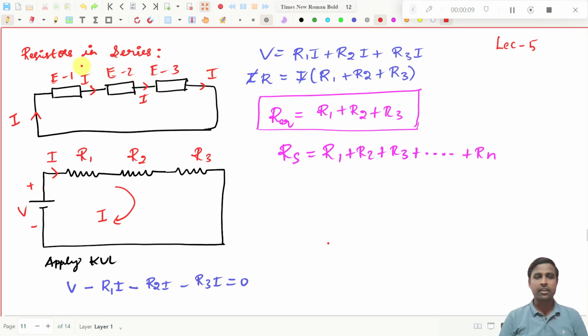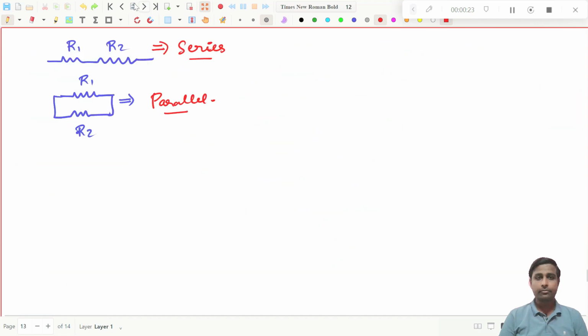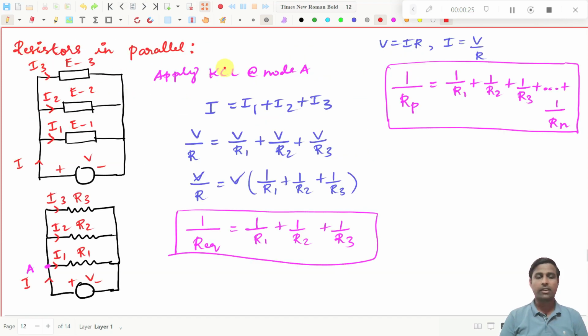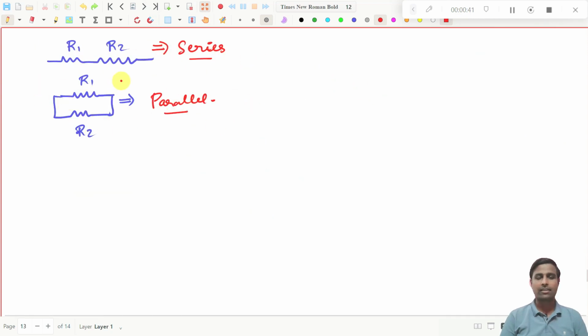In the last lecture, we have seen resistors connected in series. What is the formula for resistors connected in series? That means Rs = R1 + R2 + R3, and it goes on to Rn if n number of resistors are connected. And we have seen resistors connected in parallel. What is the effective or equivalent resistance if resistors are connected in parallel? That will be 1 by Rp is equal to 1 by R1 plus 1 by R2 plus 1 by R3, and it goes on to 1 by Rn, right? And we have seen this too in the last class.